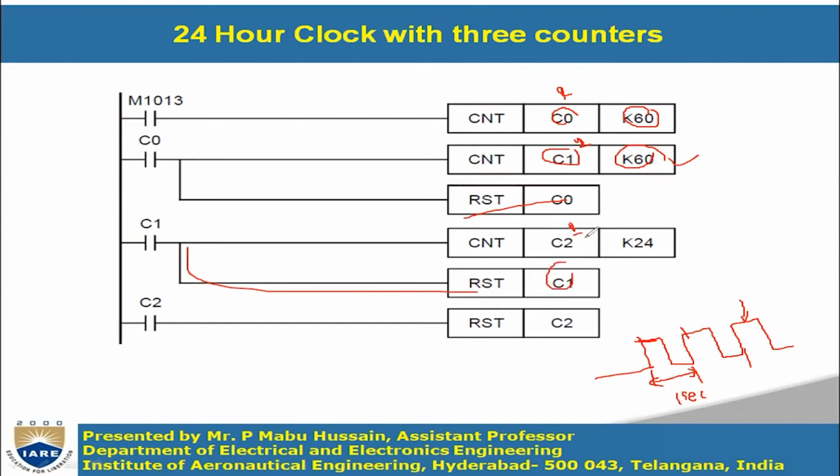Okay, so that hours counter will increment its value up to 24. Whenever 24 is reached, C2 will be energized. That C2 value will reset the counter C2. So whenever 24 is reached, this counter has to come again to 0. Like that, 0 to 24. Okay, this is the 24-hour clock.